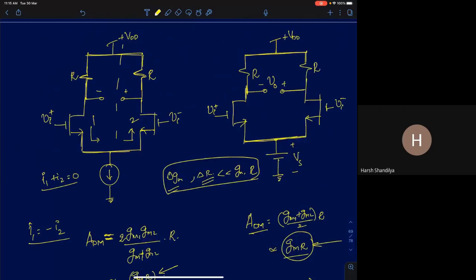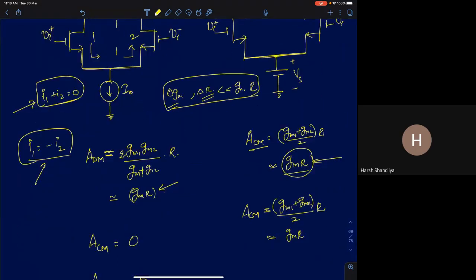Here is something we said was an interesting point: by biasing a differential pair using a current source, we are naturally enforcing a differential operation, because the small signal changes in I1 plus I2 should always be equal to 0, which means we get the condition i1 equals minus i2. So we said if you use a current source to bias this amplifier, we are somehow inherently enforcing some kind of a differential operation.